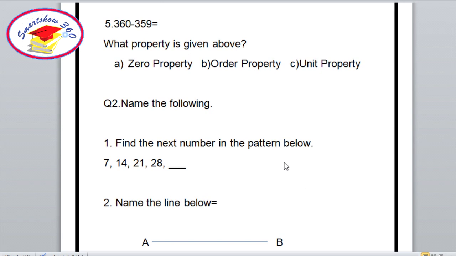If you know the 7th table, you can use 7 multiplied by 1 equals to 7, 7 multiplied by 2 equals to 14. Like that you can go. So 7 by 1 equals to 7, 7 by 2 equals to 14, 7 by 3 equals to 21, 7 by 4 equals to 28, and finally 7 by 5 would be 35. So the answer is 35. 7, 14, 21, 28 and 35. Yes, we have got the answer.